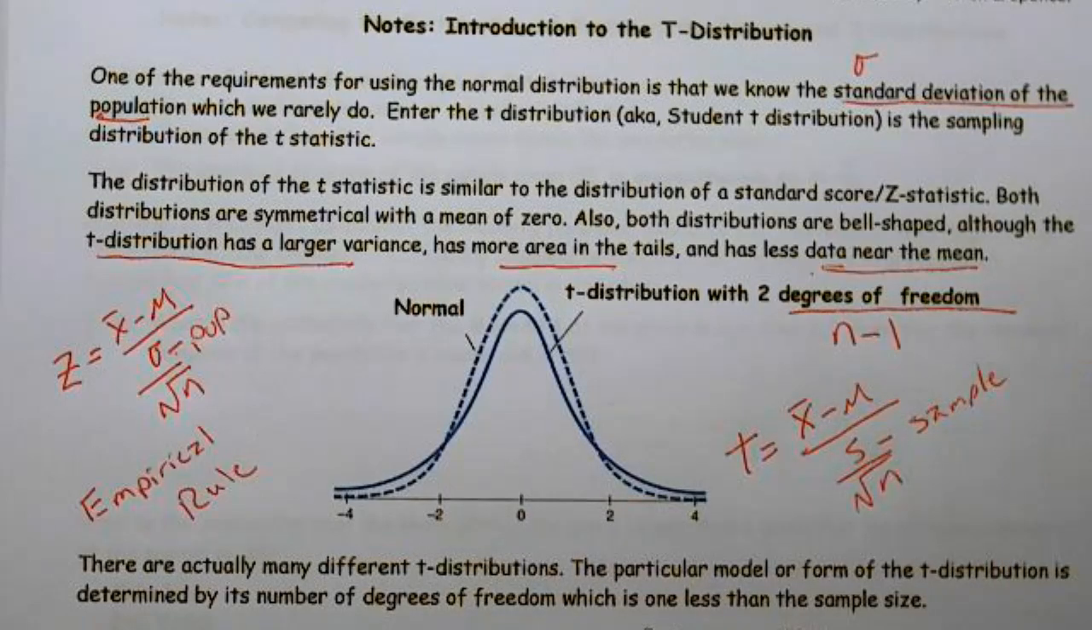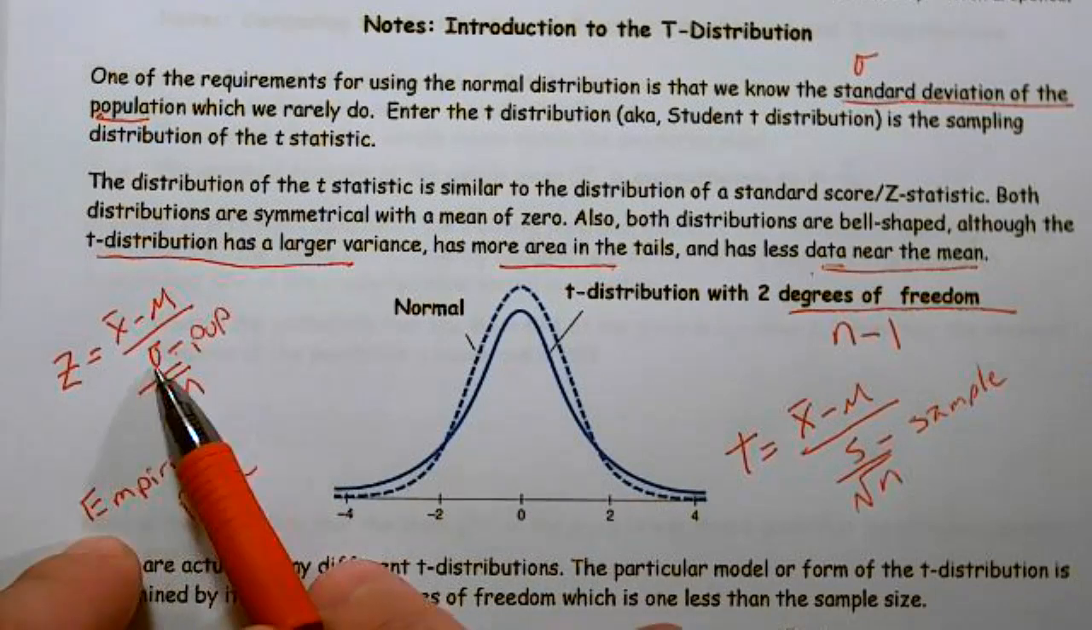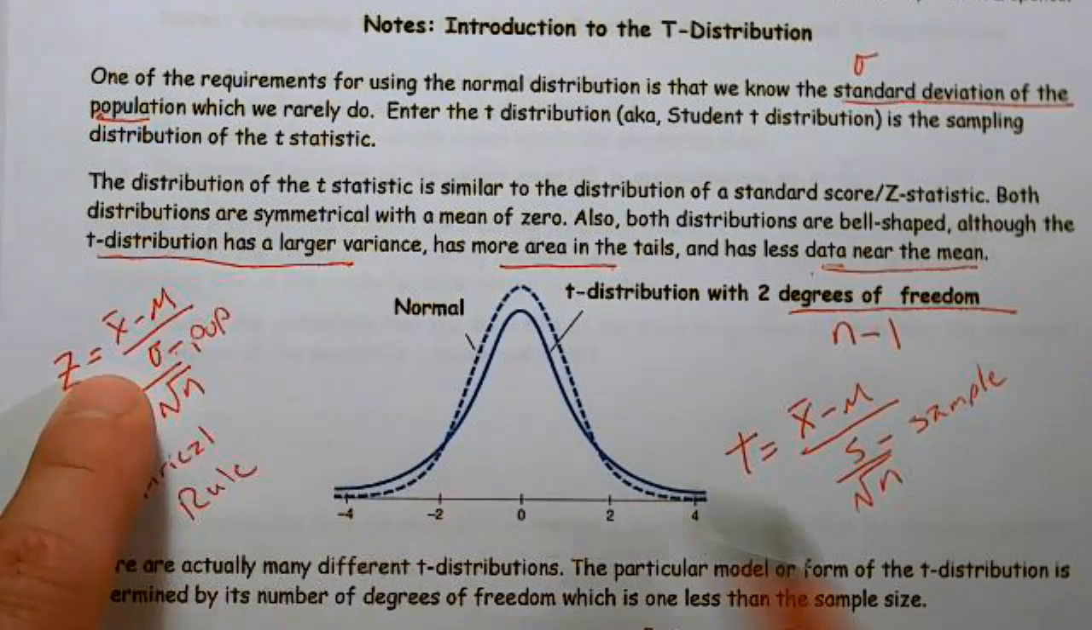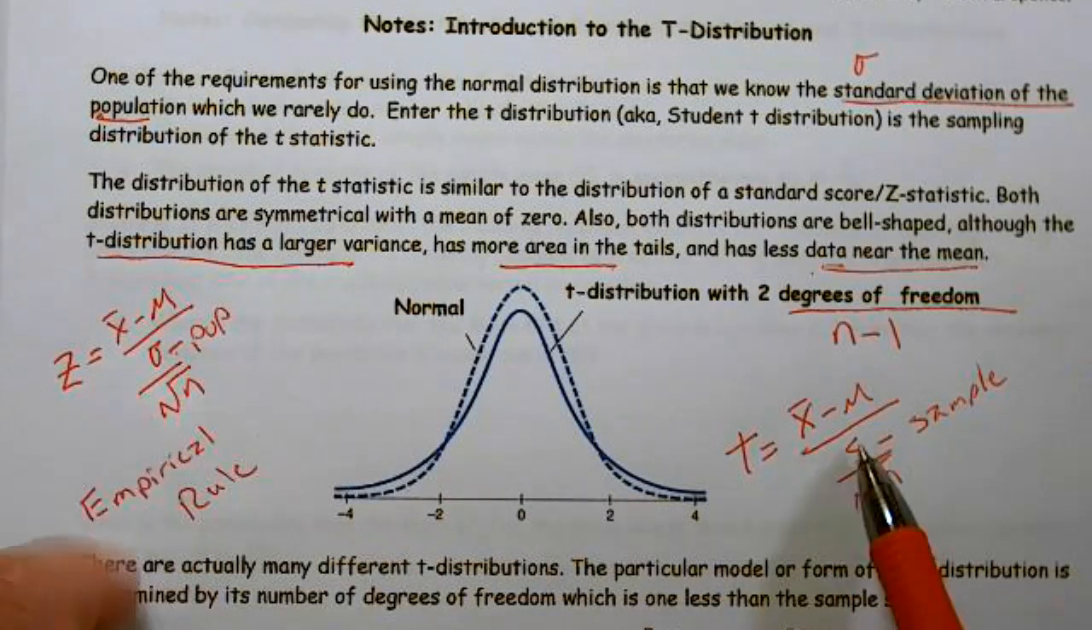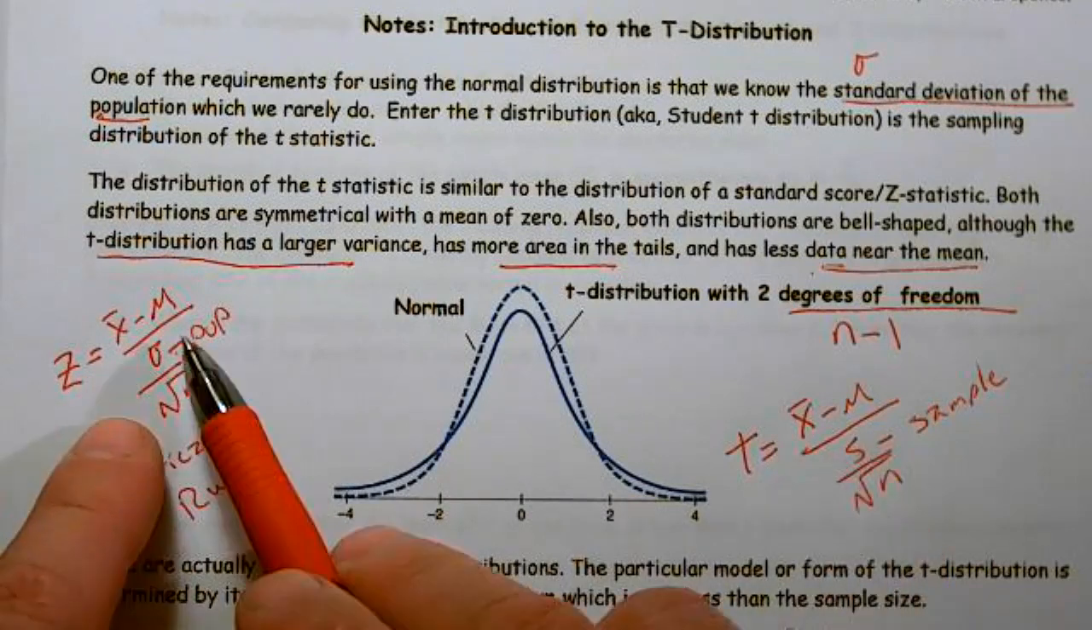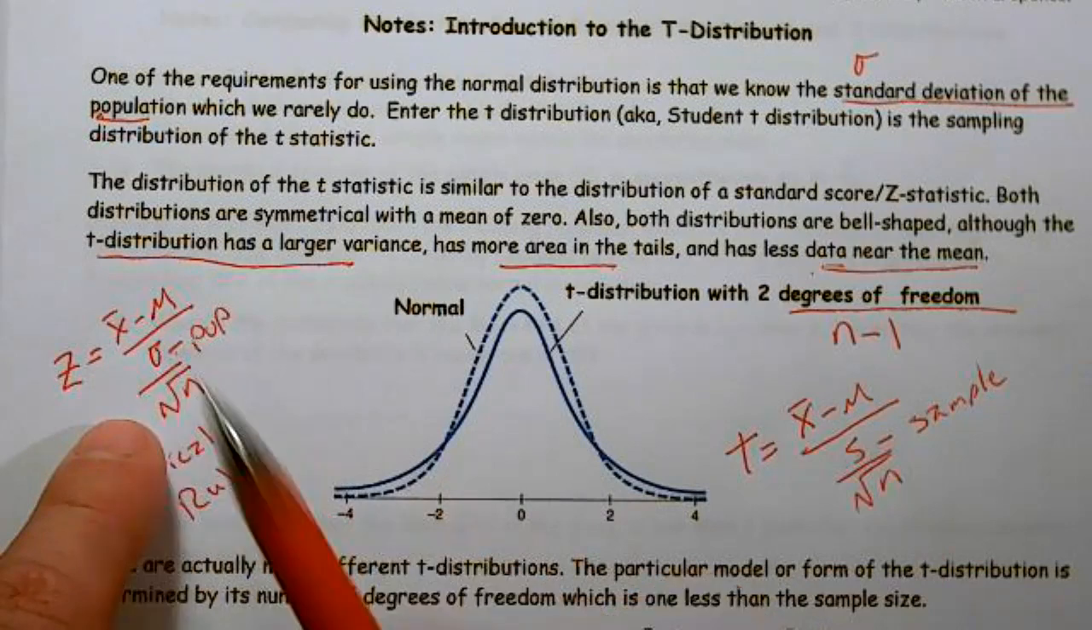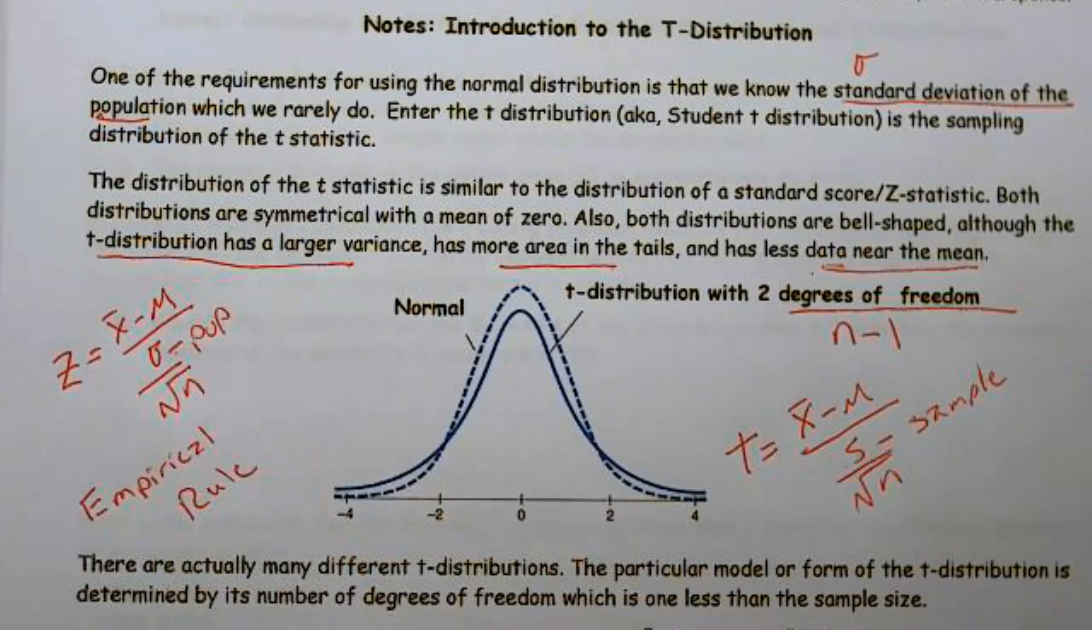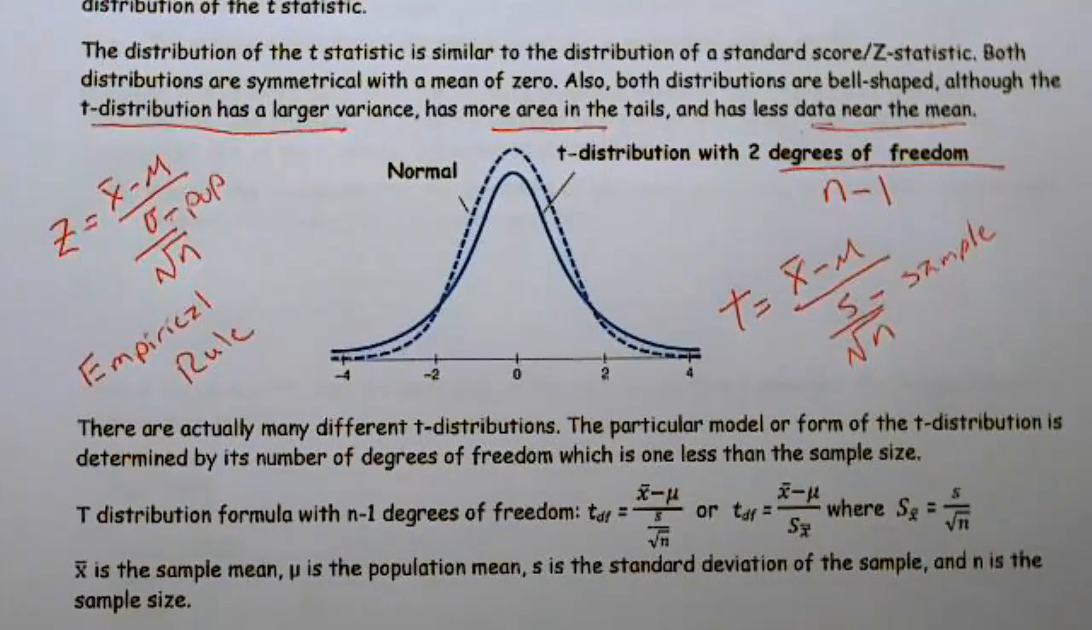So when do we use the t-distribution? We use the t-distribution every time we don't have this. If I have to use the standard deviation of the sample, I'm going to use a t. If I have the standard deviation of the population, I use a z. It's pretty much that simple. Okay, and so here's a listing again of that formula.